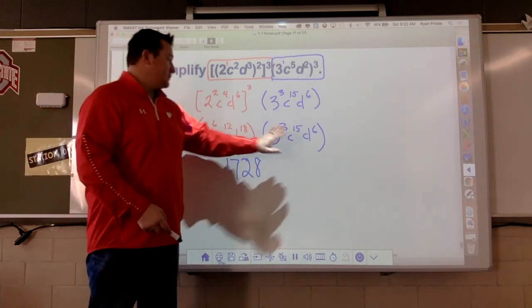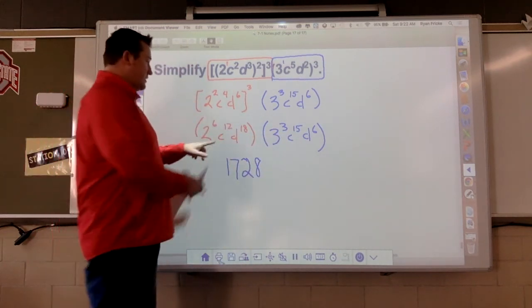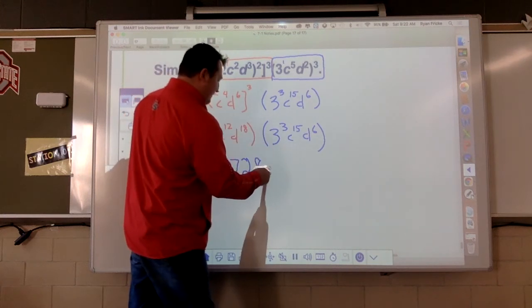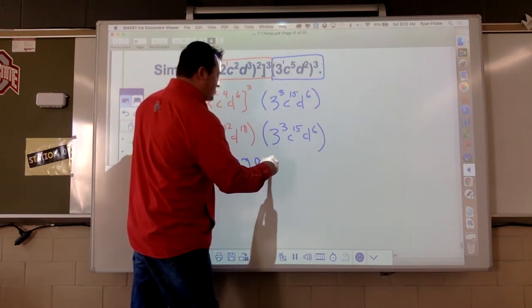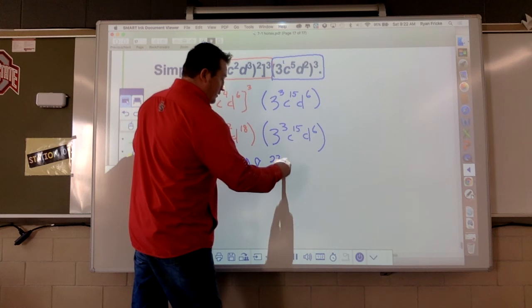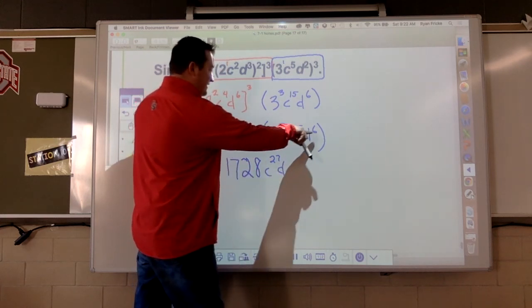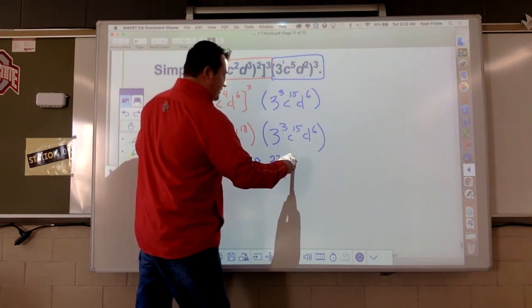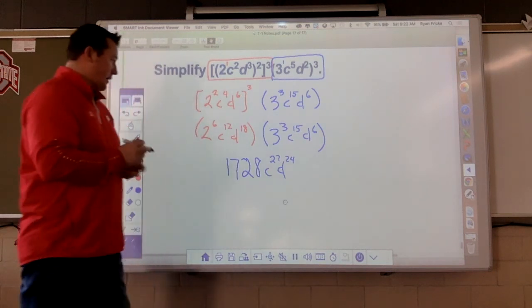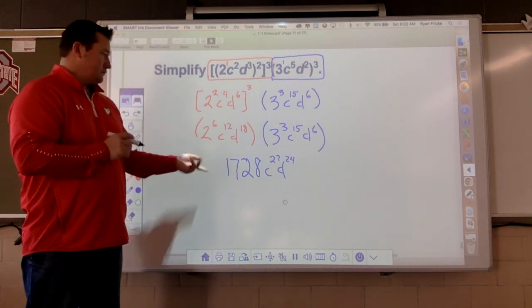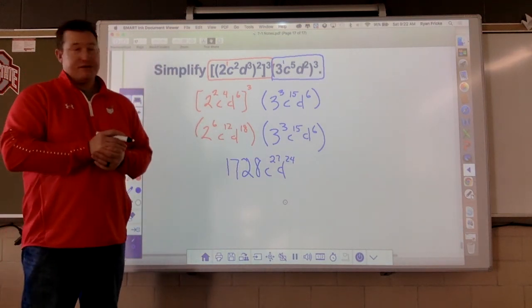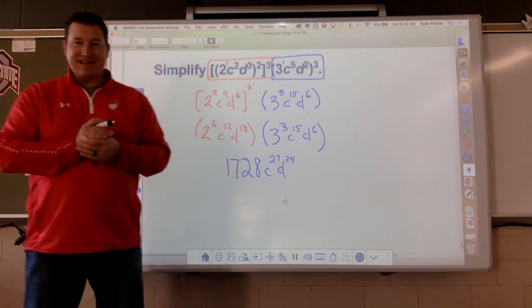C's, keep the base, add them up. So c to the 12 plus 15, I believe, is 27. D to the 18 plus 6, 24. And there you go. There's our answer. Good news. That's the end of this.